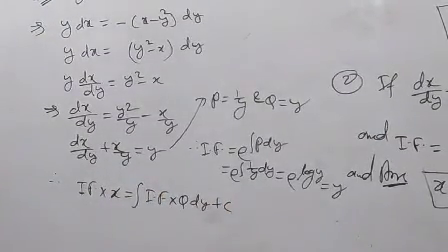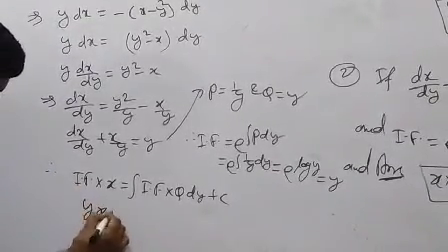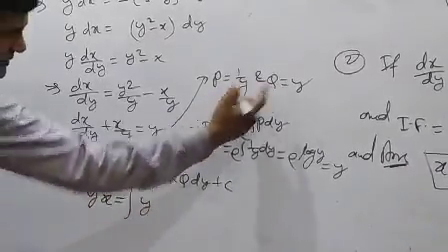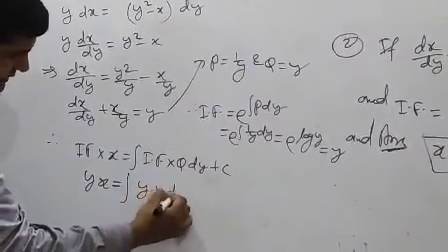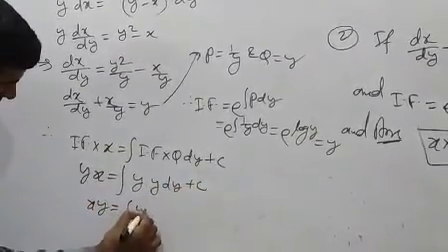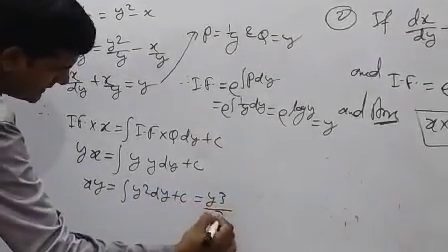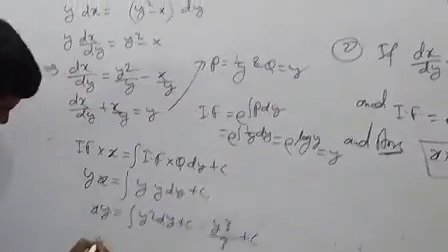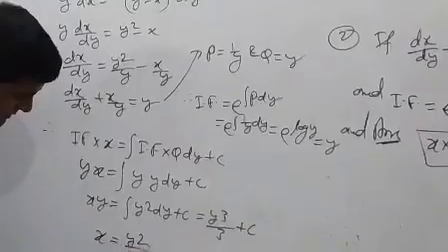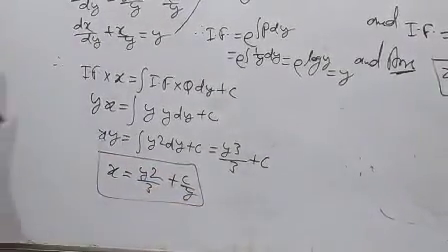Understand? Good. What is the value of I.F.? y into x is equal to y into what is the value of q? q means y dy plus c, and xy is equal to integral of y square dy plus c, is equal to y cube by 3 plus c. Then x is equal to what? y square by 3 plus c by y. Clear.